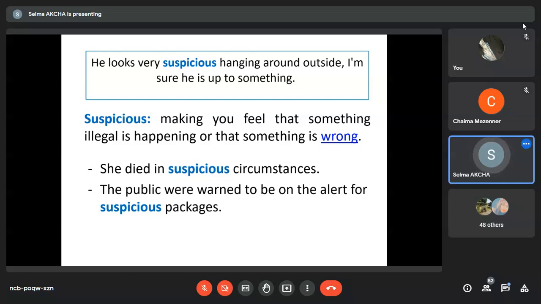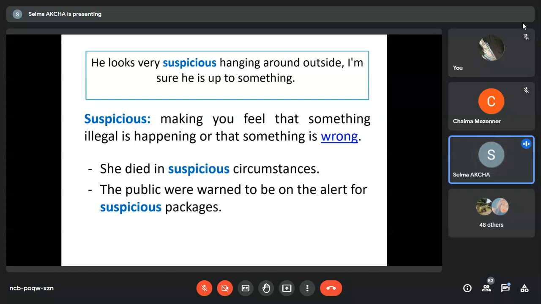Suspicious means that it is making you feel, ça vous fait sentir, that something illegal is happening. Ça vous fait sentir que quelque chose d'illégal est en train de se passer. To happen, c'est se passer. What happened? Qu'est-ce qui s'est passé? What is happening here? Qu'est-ce qui se passe ici?